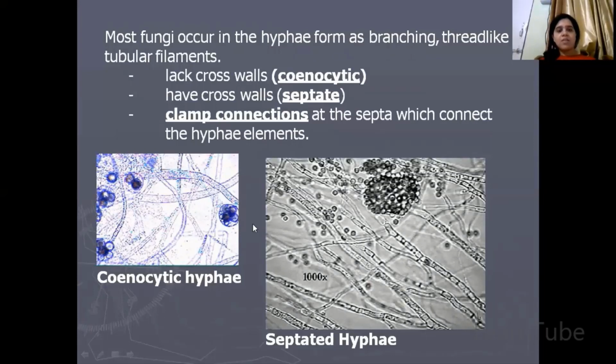Now these hyphae can be divided into two, coenocytic hyphae and septate hyphae. In coenocytic hyphae, you can see that there are no cross walls. What are cross walls? Here you can see that there are segments separated with the help of walls. So these walls are known as cross walls. Whereas here you can see there is a single complete strand, with no cross walls or compartments. So these are coenocytic, and these are septate. And there are clamp connections which connect the two hyphal elements together.